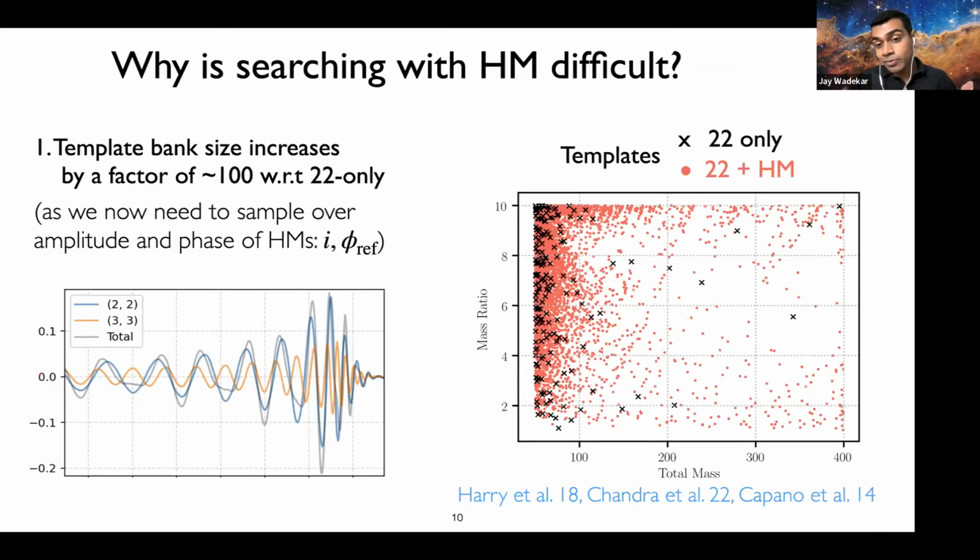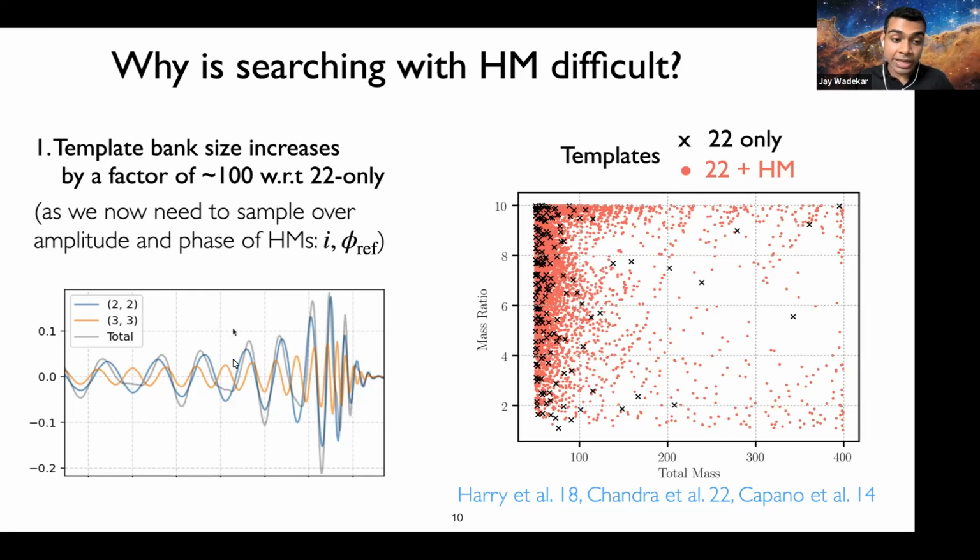So why have we not been including them in our template banks already? One big reason is that the template bank size increases by a factor of nearly 100 as compared to using only the quadrupole waveform. And the reason for this factor of 100 is that now we need to sample over the amplitude and the phase of the binary.